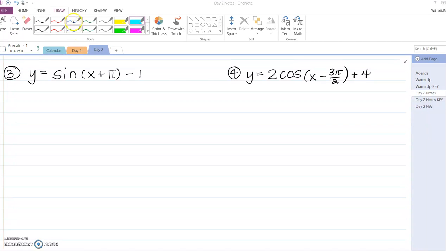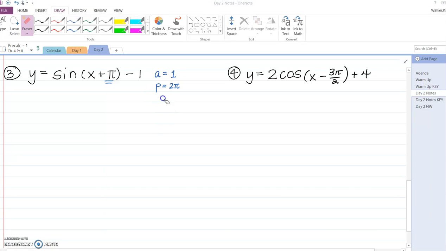So in example 3 and 4, we have a bunch of stuff going on. In 3, not as much as 4, but still some shifts happening. So in 3, I have nothing being multiplied either in or outside. So my amplitude is 1, my period is unchanged, it's 2 pi. But I do have a shift going on. There's a plus 3 on the inside, which I'm going to call a phase shift.